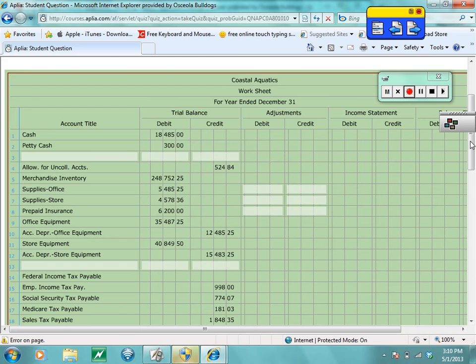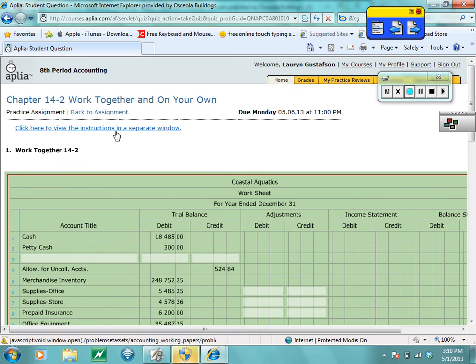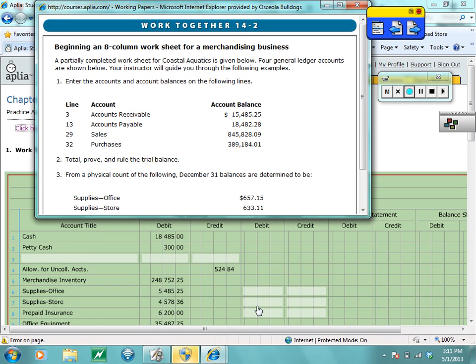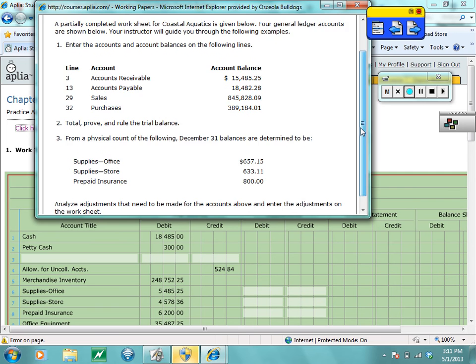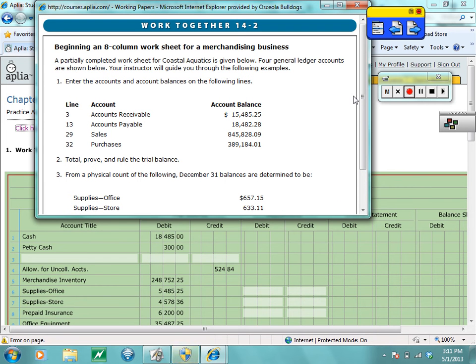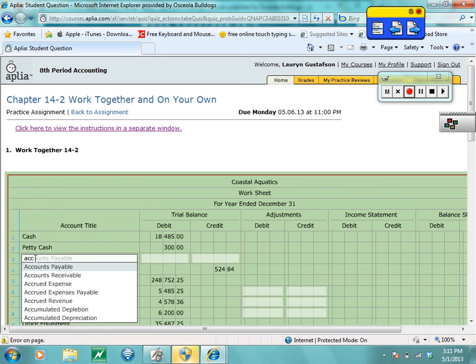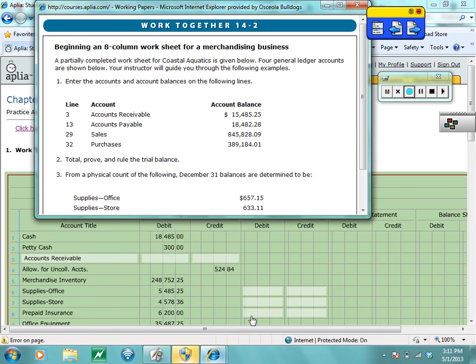Okay, if you read your instructions, the first thing they tell you to do is what, Lauren? Carly, what's the first thing we need to do? Enter the accounts and account balances. Okay, and it tells you right there in the instructions, if you turn in our books, it's page 414. I don't know what page it is in your book, but this is section 14-2, so you should be able to find it. It says line 3. All you have to do is look right here. You're on line 3. It tells you your account title is accounts receivable.